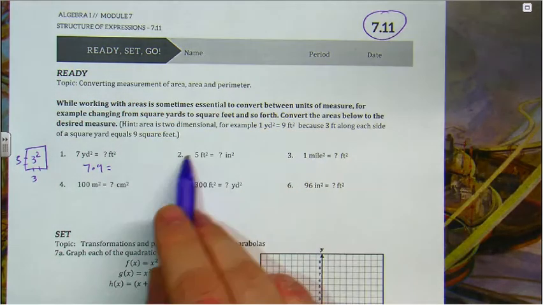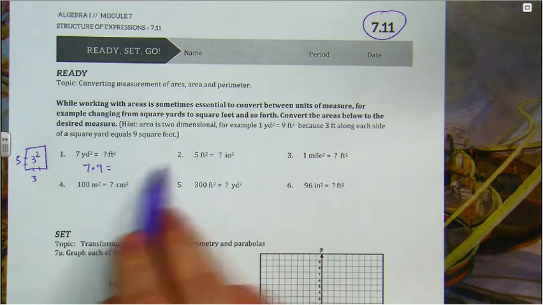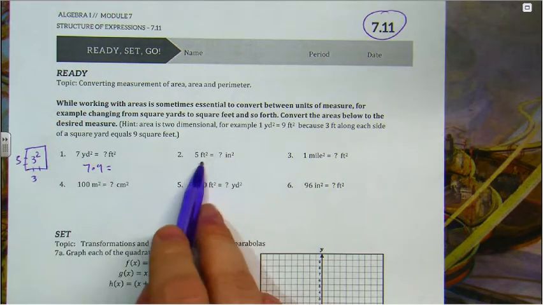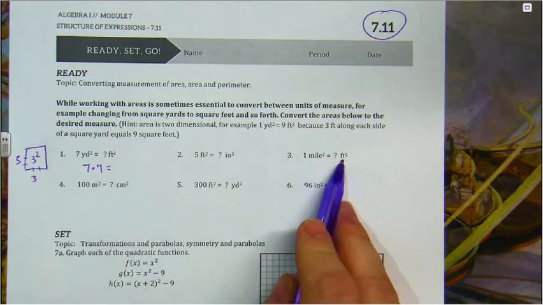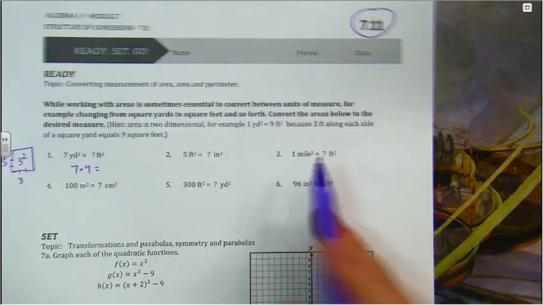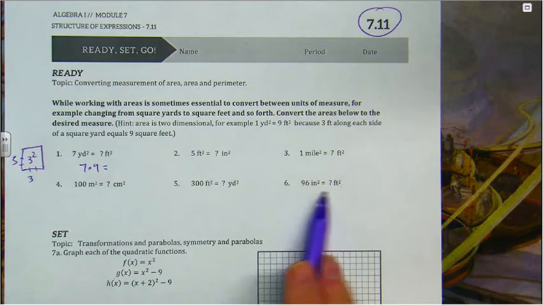So for all of these, make sure you're doing that. Think about how many are in each. How many inches are in a square foot? Multiply it by 5. How many square feet are in a square mile? Multiply it by 1. Well, that's easy. But et cetera, we'll go from there.